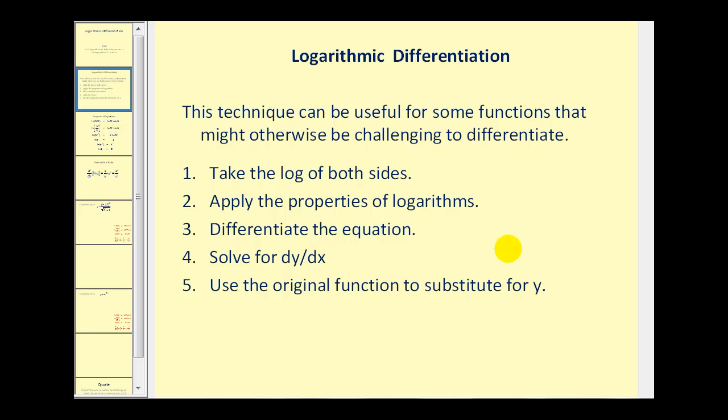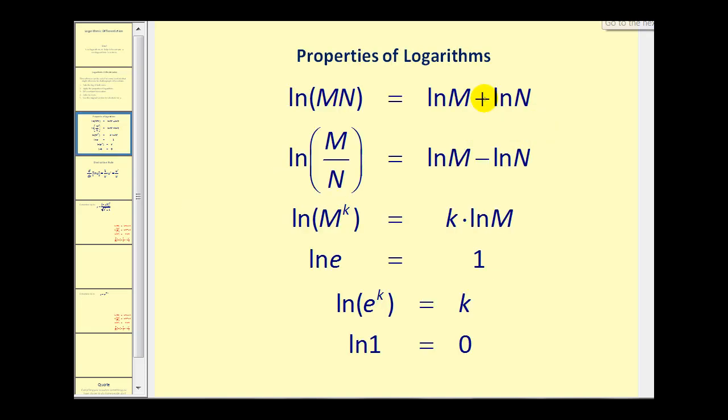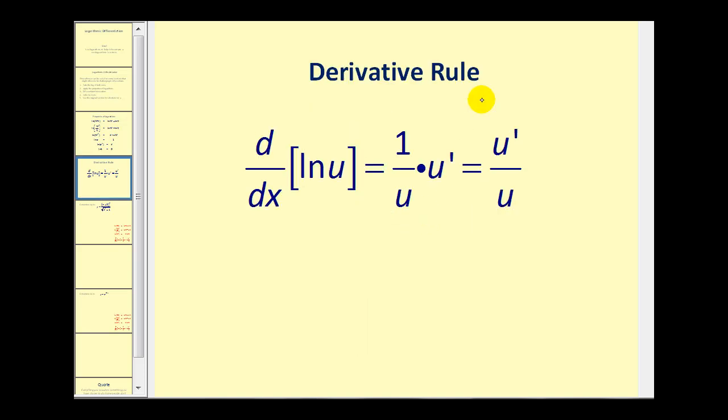But before we get started, let's go ahead and review some of the properties of logarithms. These first three are going to be key: the product property of logs, the quotient property of logs, and the power property of logs. And notice we will be using natural logs. And then one more thing to review: the derivative of natural log u is equal to 1 over u times u prime, which is equal to u prime divided by u.